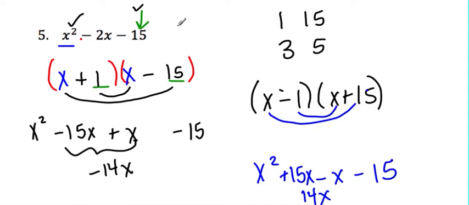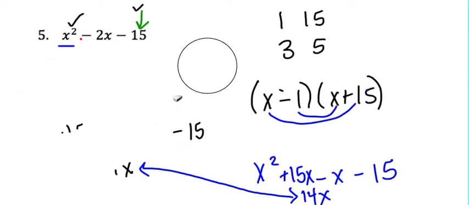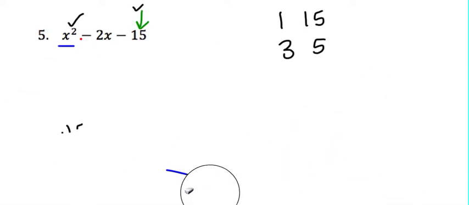I need -2x. Now to go back to something I said already, if I change both of my signs, which I did, I changed the 1 to negative and the 15 to positive, the only thing that changes between these two is going to be my sign. So eventually, if you check this one and you see it doesn't work, you know that if I change my signs, it's not going to work. So I have to try the next thing. So let's try 3 and 5.